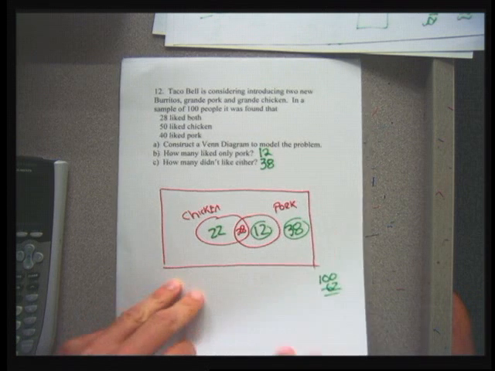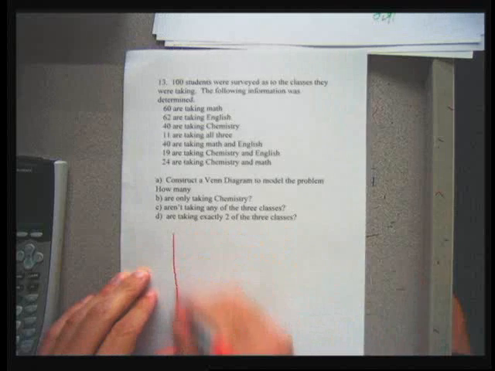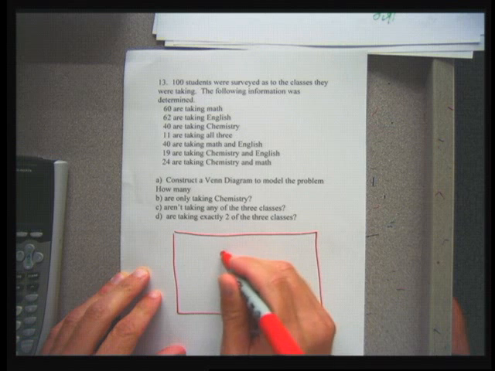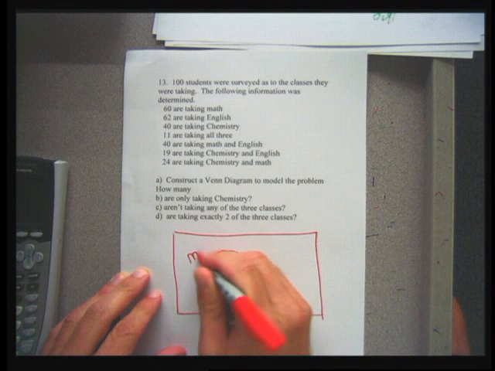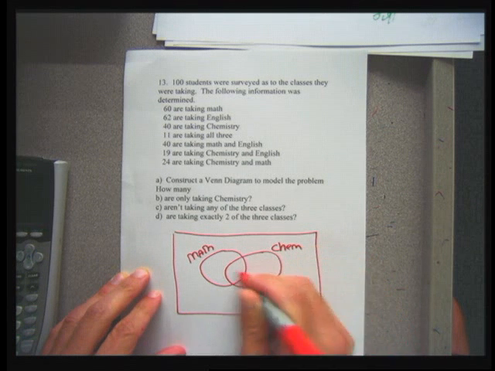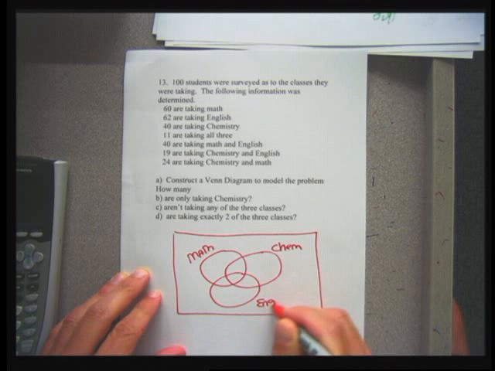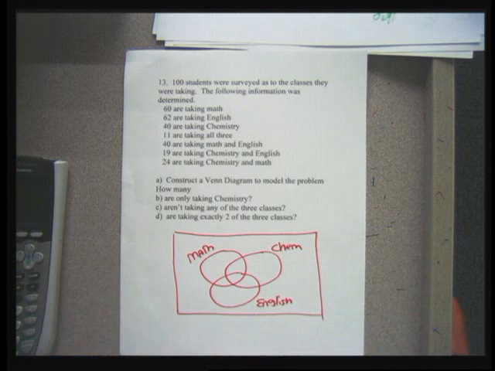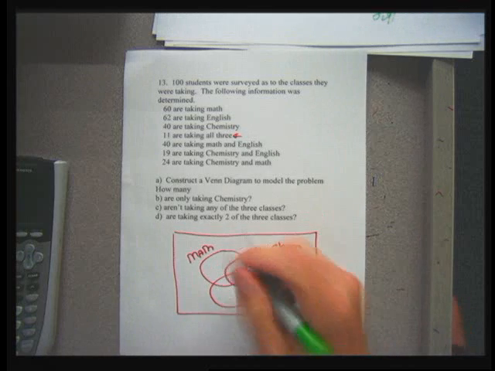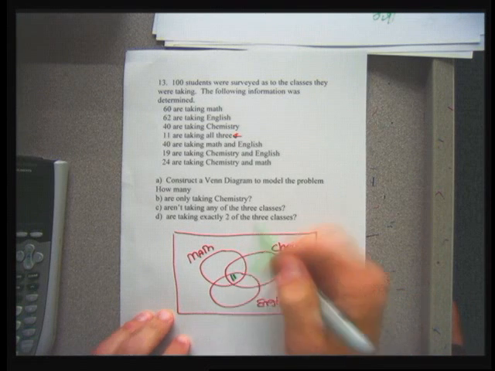So that's 12. And then lastly, the last problem on the review talks about students taking math, English, and chemistry. When I go to make a picture, I'm going to make a circle for math, a circle for chemistry, and a circle for English. And I always fill these up dead center. The 11 that are taking all 3 belong in the dead center of this circle. And the rest of the way I'm going to subtract.